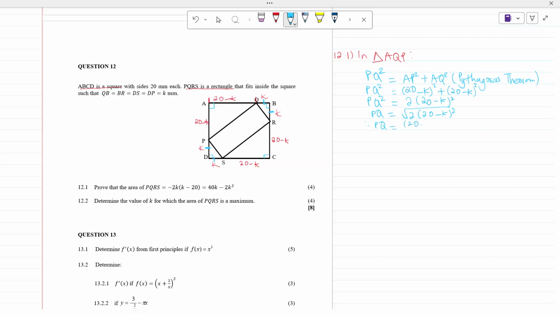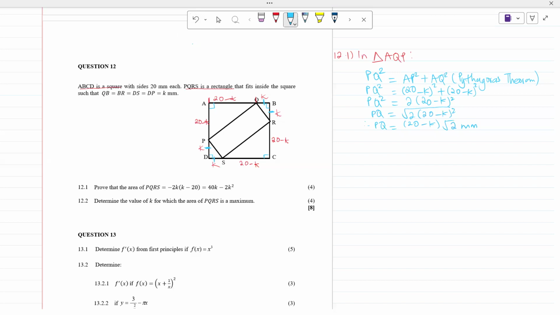In this case, the units were given, so I'll just call it millimeters. I'll put it in millimeters. Square root of 2 millimeters. This is what I'm going to have. So this now means that this distance PQ is going to be 20 minus K times square root of 2 millimeters.